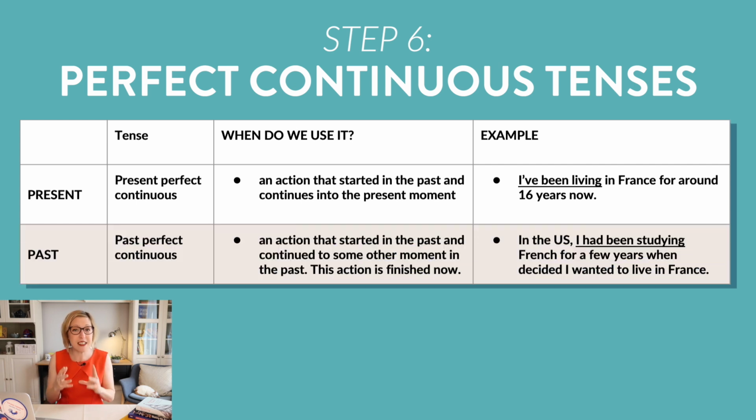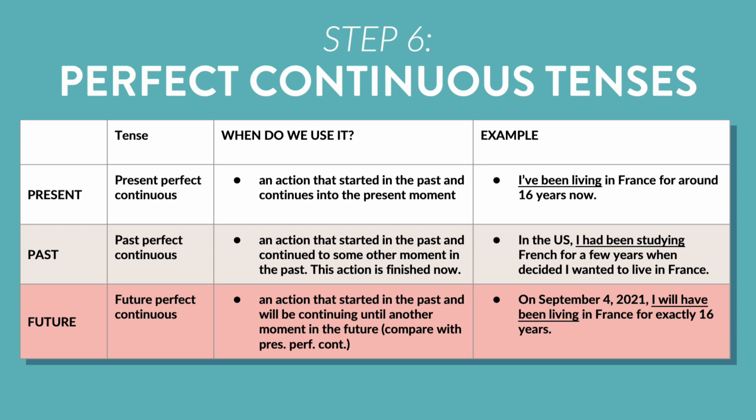Past perfect continuous. This is an action that started in the past, continued into some other moment in the past, but it is finished now, but it was progressing, it was continuing in the past. So for example, in the US, I had been studying French for a few years when I decided I wanted to live in France. So it's I had been studying when I decided. All of that is in the past.